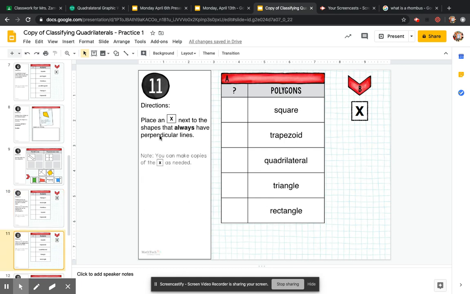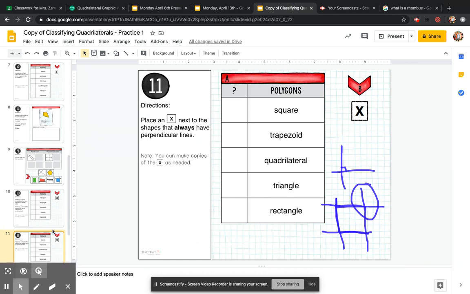On this one, it says place an X to the shapes that always have perpendicular lines. Remember, perpendicular lines, this is a new one, but perpendicular lines are two lines that meet and form a 90-degree angle. Okay? So if you have a square and you extend those lines out, what happens? If you look at this here, it's a great example of perpendicular lines. Okay, next slide.